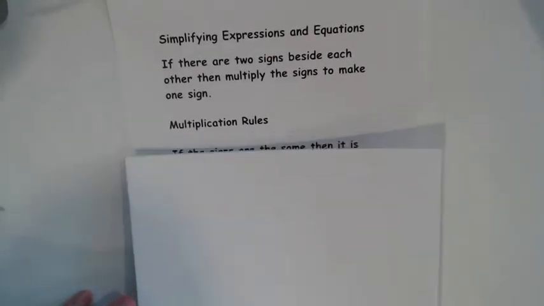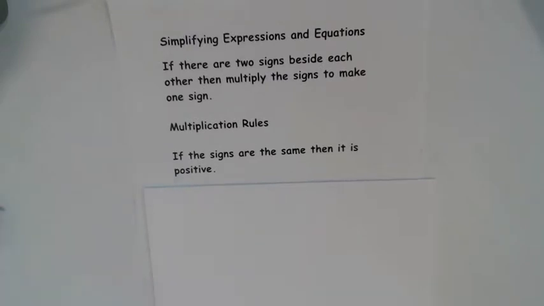Those rules are this. If the signs are the same, then it's positive. For example, 2 times 3, 6. 3 times 3, 9. Notice I multiplied two positive numbers together, got another positive number. However, if I go -2 times -2, -2 times -2 is a positive 4. -3 times -5, positive 15. So if you see two signs beside each other and the signs are the same, you can simply write down one positive sign in that spot. And we're going to go over some examples of how to do that.